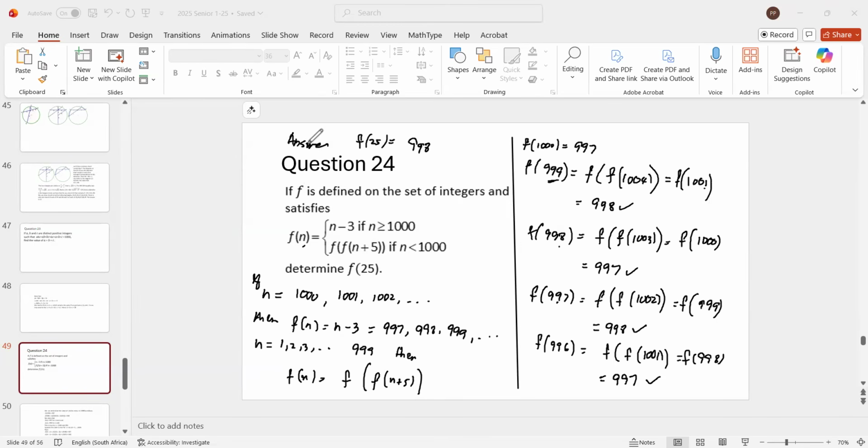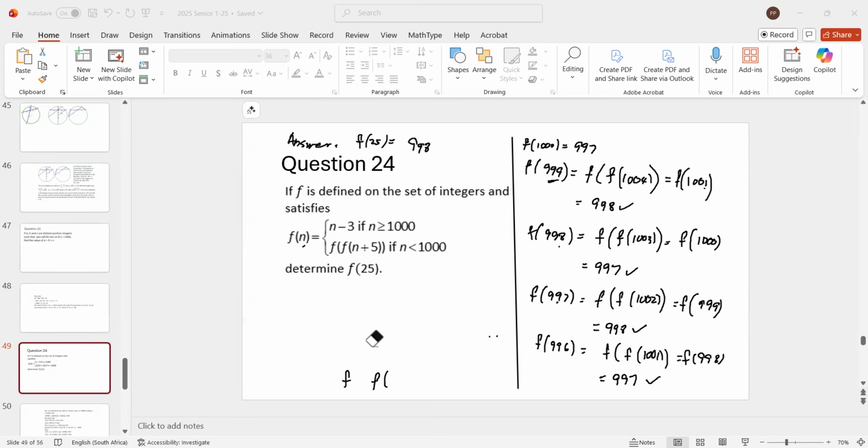So that is what we expect the answer to be. But there is a hole in this problem. We don't know whether this pattern will continue. Now there is a thing called mathematical induction, which allows you to prove that this pattern continues. Let's take, for instance, suppose I want to find out what is f of 46.